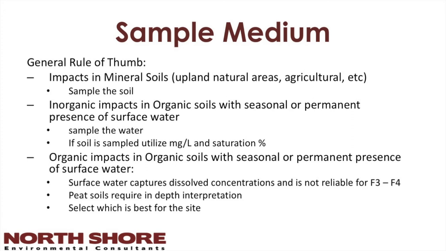For organic impacts in organic soils, it's basically up to you. Whatever you think is best for that site. If you're sampling water, you're only sampling what's been dissolved into that water. So you might be missing something, especially if you've got heavier end hydrocarbons, F3s, F4s. You're not typically going to get those in a water sample. Just keep in mind, though, if you do sample for peat soils, there's a lot of data interpretation, but use your labs. They'll help you out all the way. So do what's best for the site.